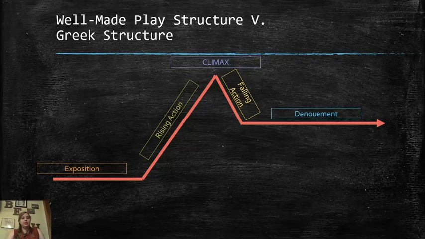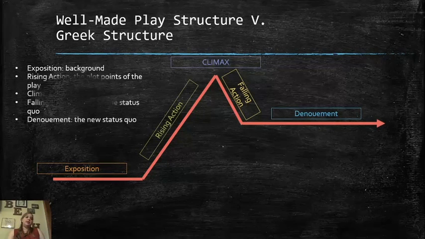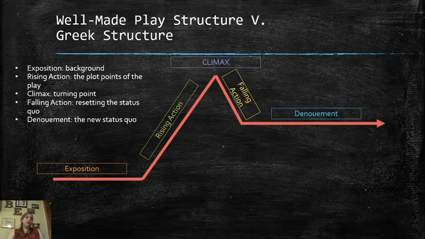Now, as you can see, the exposition is known as background. The rising action is known as all of the plot points in the play. The climax is the turning point in the play. The falling action is the resetting of the status quo, and the denouement is the new status quo. In Greek plays, this surfaces as the following.